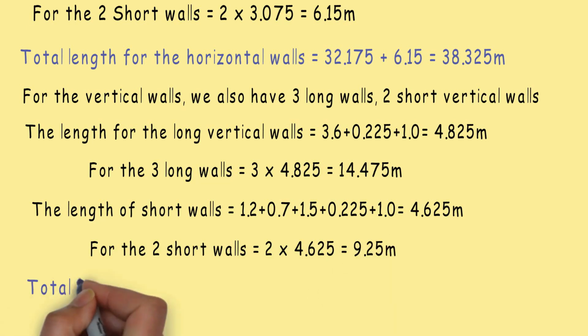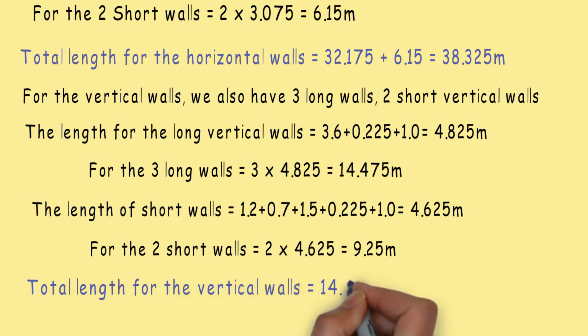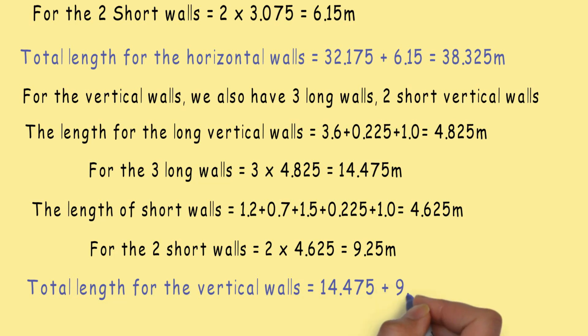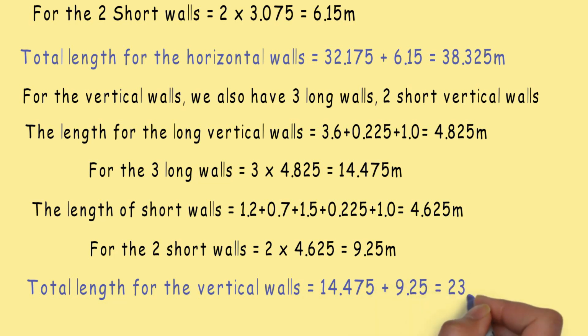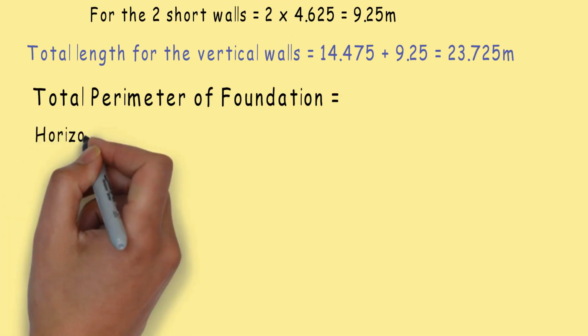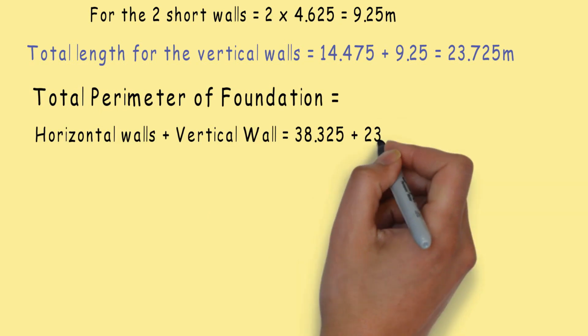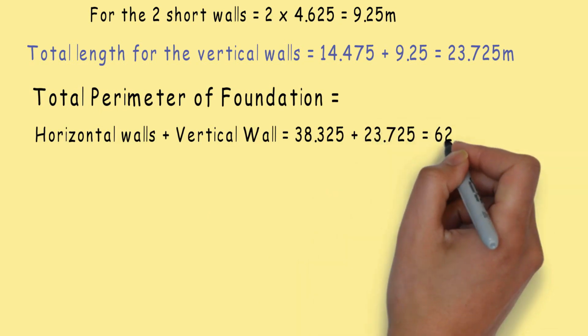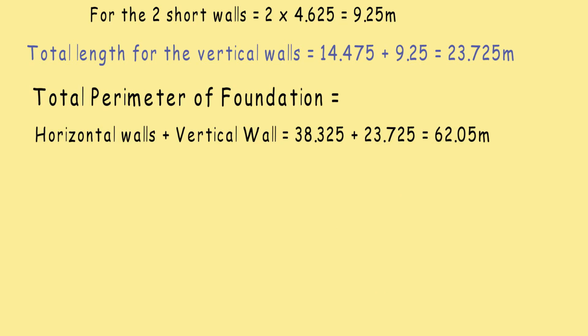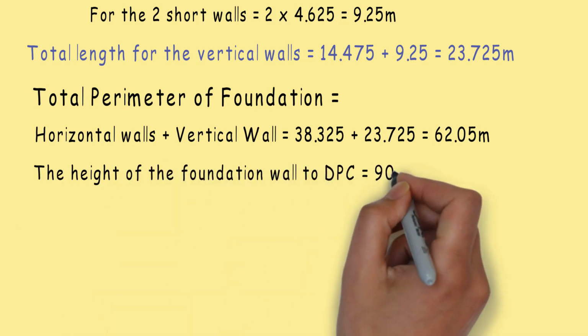Total length of the vertical walls equals 14.475 plus 9.25 equals 23.725 meters. The total perimeter of the foundation considered is approximately 38.325 plus 23.725 equals 62.05 meters. The height of the foundation wall to DPC equals 900 mm, which equals 0.9 meter.